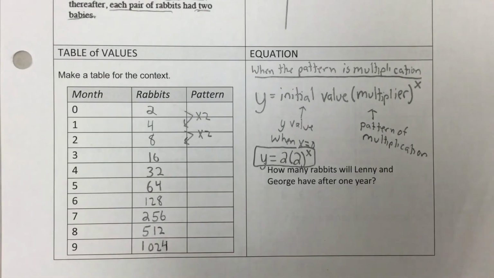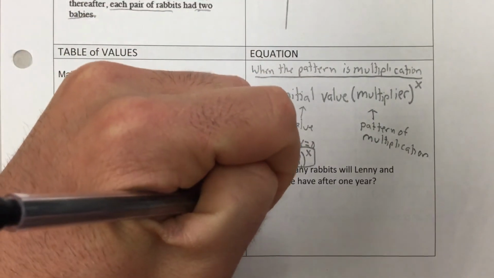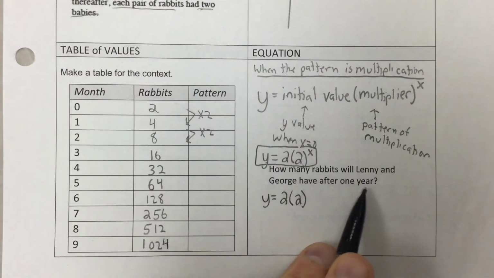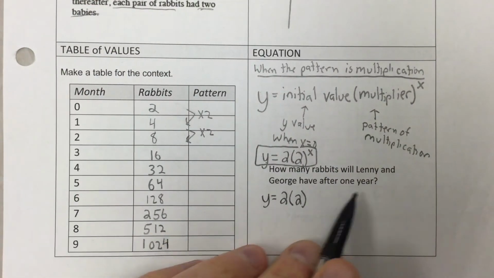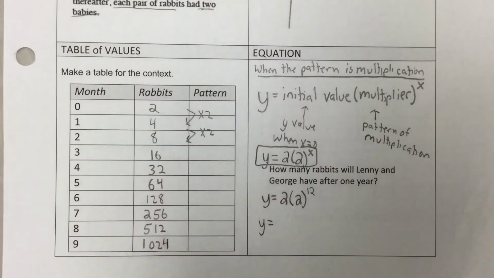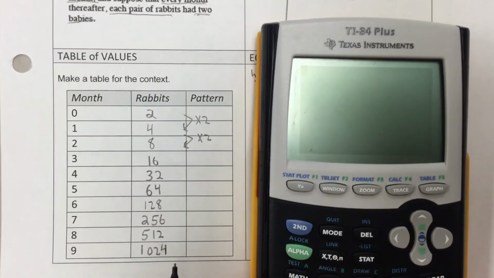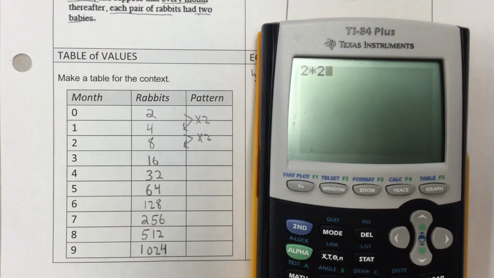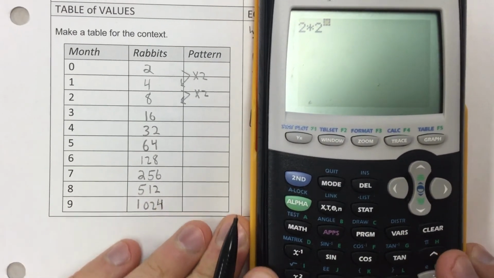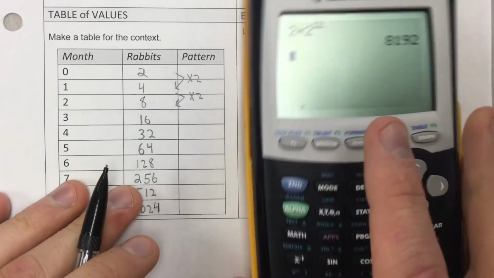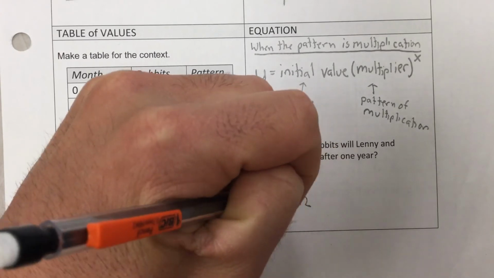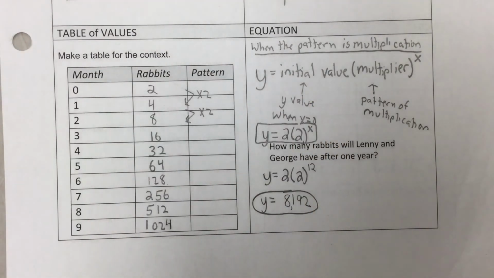For the second part, it says how many rabbits will Lenny and George have after 1 year. This is where I can then go ahead and plug the appropriate number in for x. So be careful, x is number of months. So after 1 year, I actually have to plug 12 in for x. And remember on your calculator, if you're doing 2 times 2 to the 12th, 2 times 2, exponent there. There we go, that is our caret button, exponent 12. 8,192. So it's growing fast, real fast.